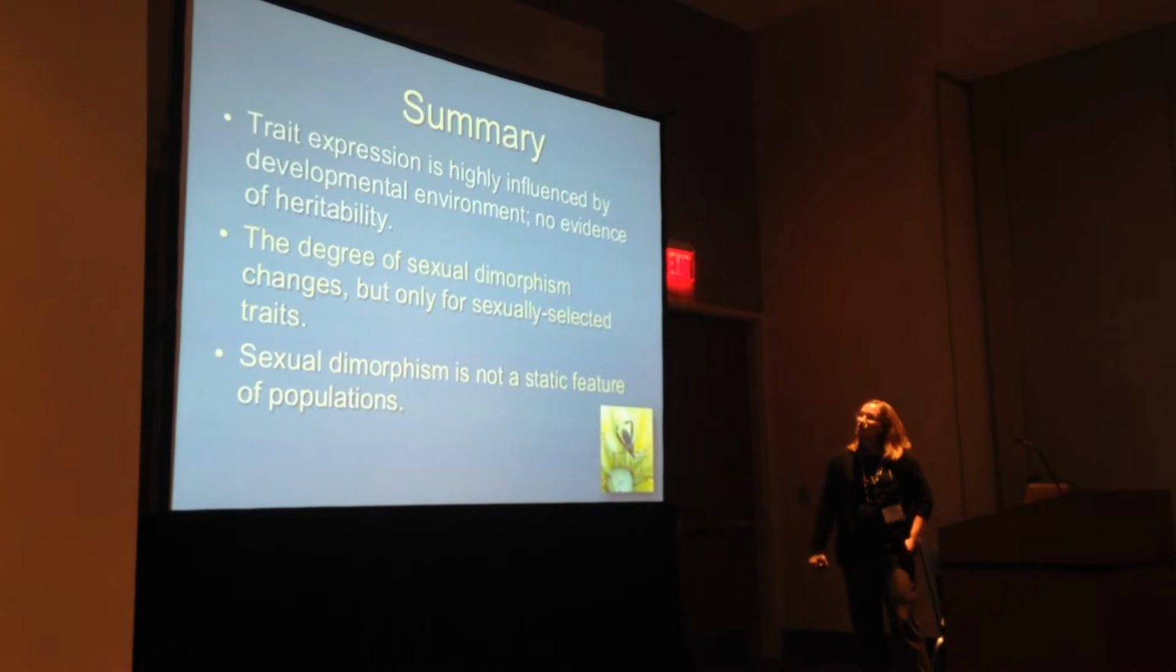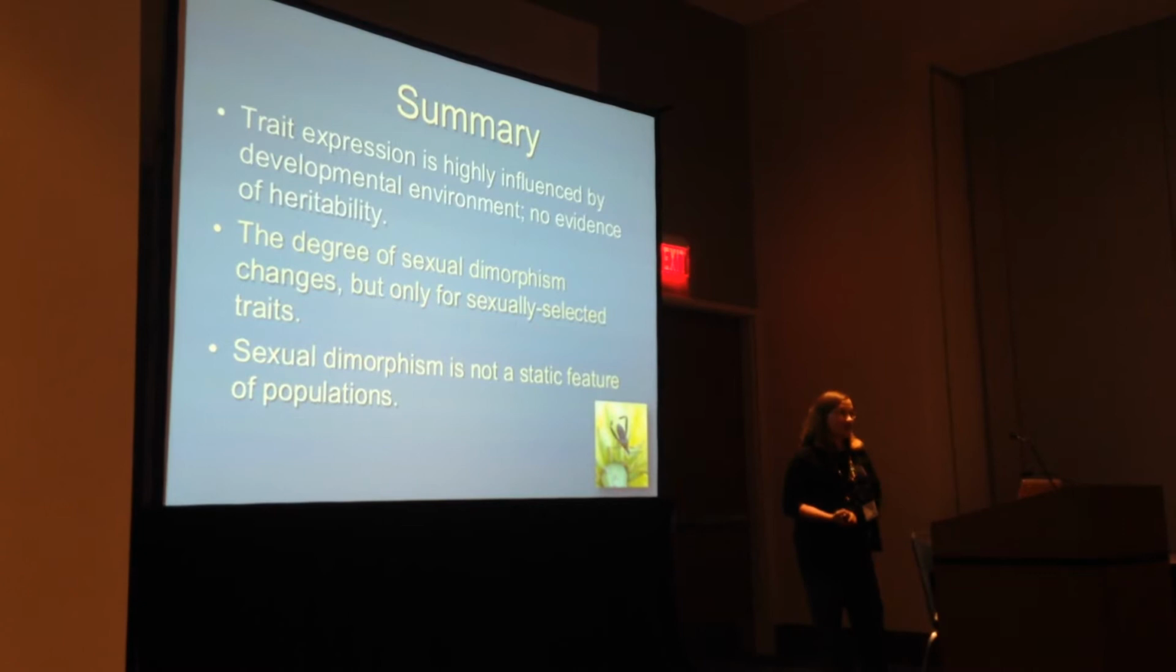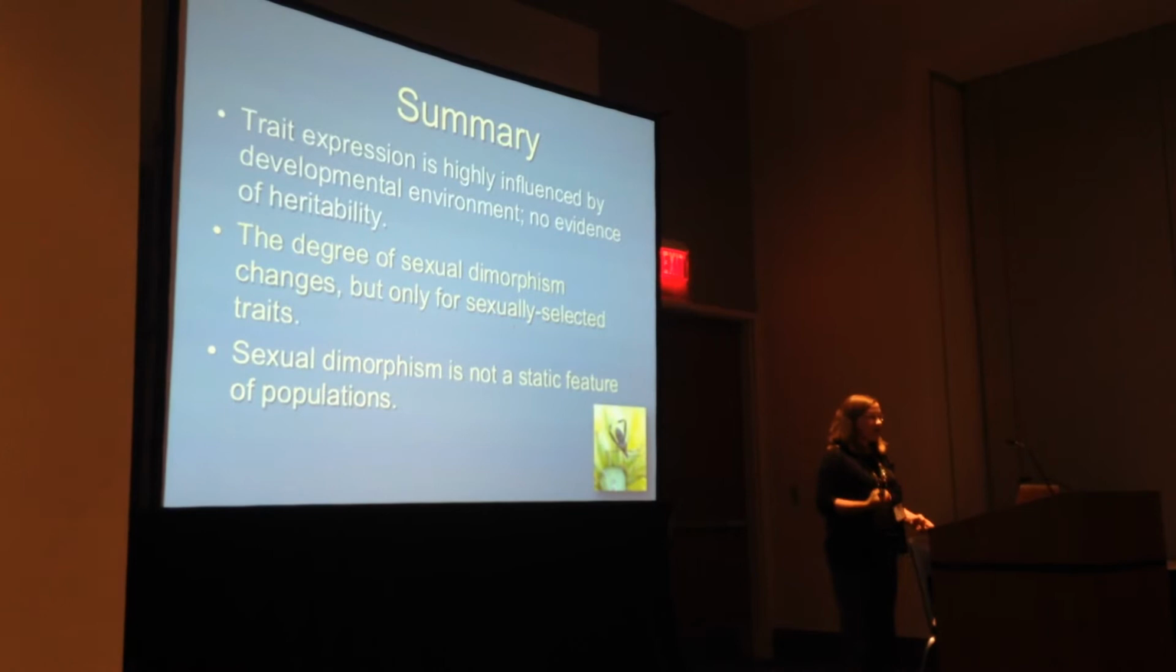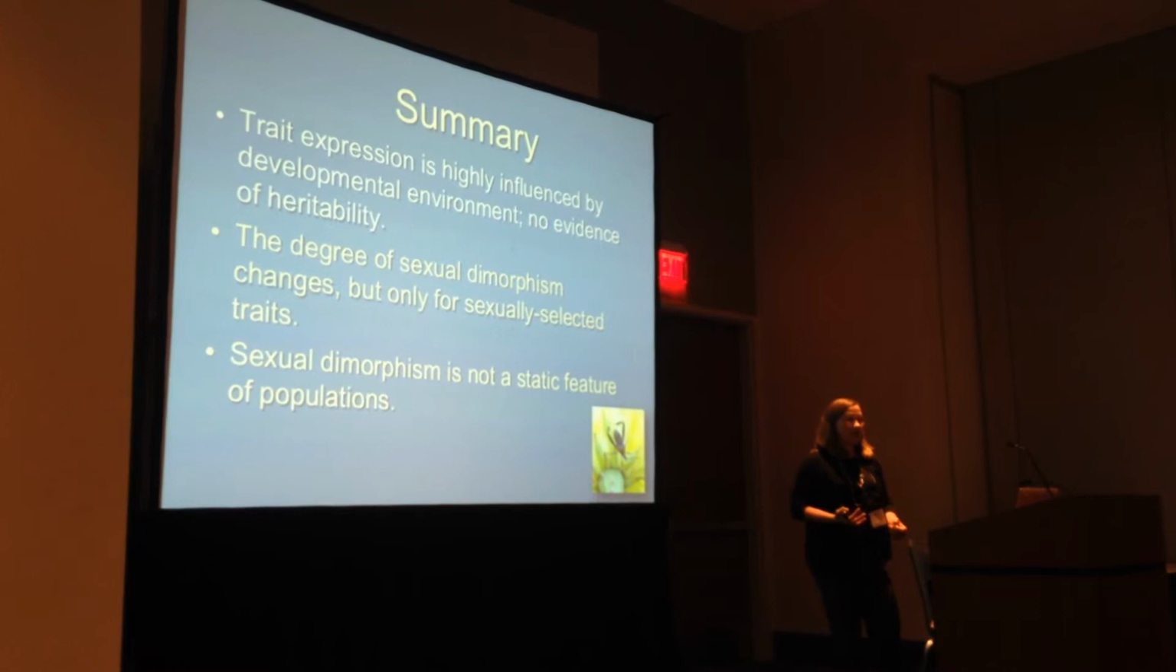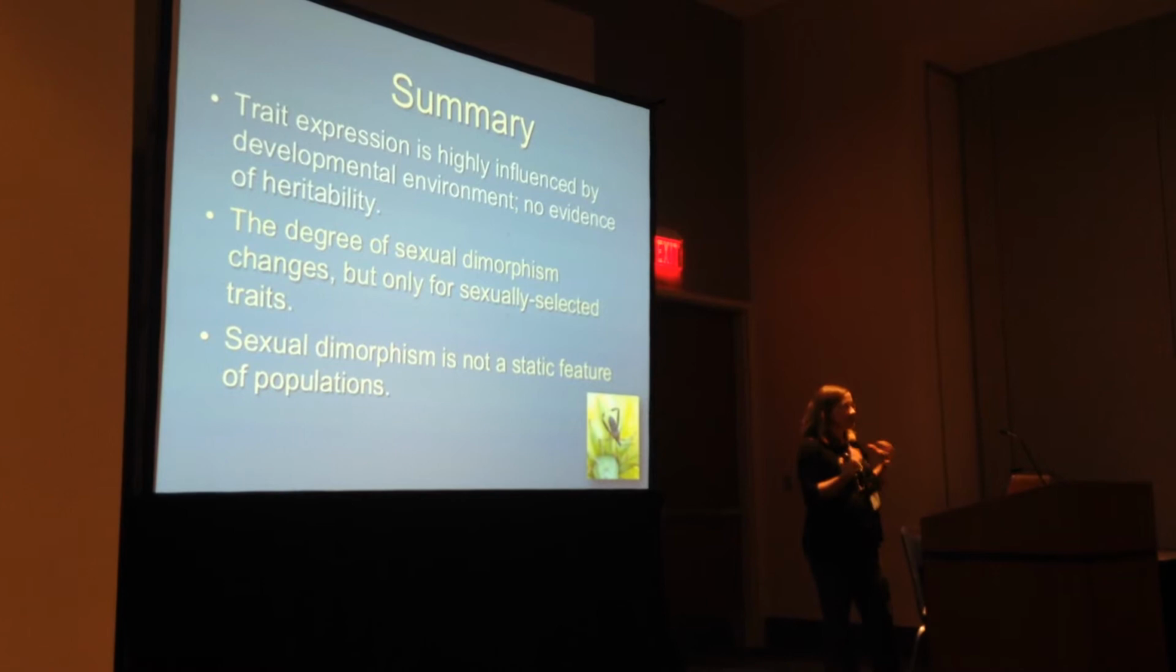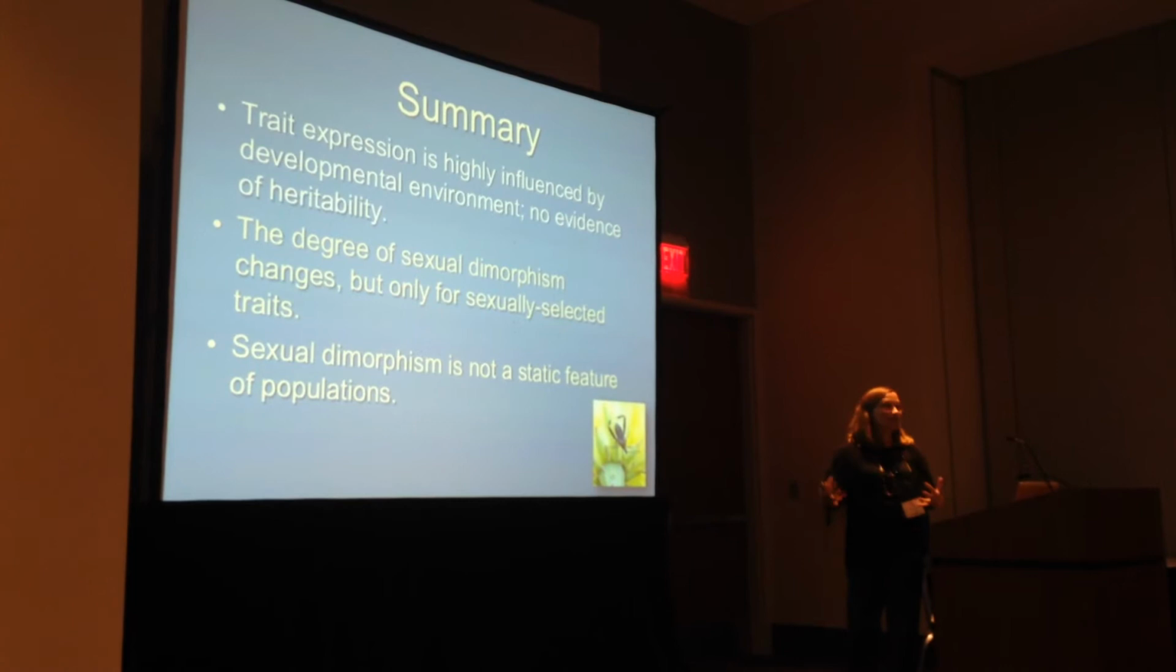So to wrap up, we found that trait expression is highly influenced by developmental environment with no evidence of heritability. So this developmental environment is huge for these insects. The degree of sexual dimorphism changes, but only for sexually selected traits. And sexual dimorphism is not a static feature of populations. I think that's really interesting if we're thinking about characterizing a certain species as sexually dimorphic to one extent. We actually should be paying attention to the different resources they might encounter at different times of the year, and it makes those cross-species comparisons a little more difficult.